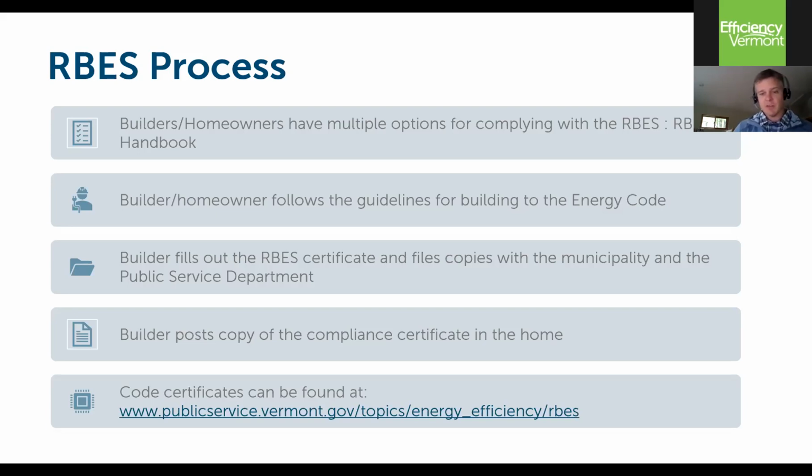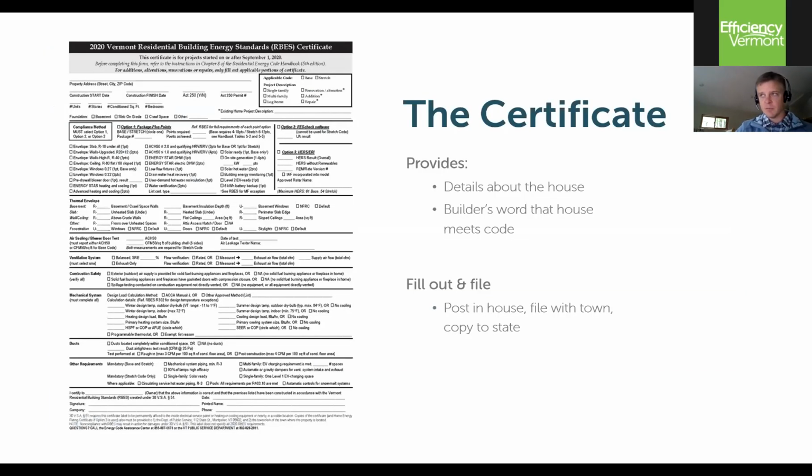But the documents can be found on the Department of Public Service website. You can go there and download copies of the current code certificate. You can also find copies of the 2015 certificate still available there as well. So if you have a project that began last June and is now completing around now or sometime this year, that should be getting a 2015 code certificate filed rather than a 2020 code certificate filed. Again, those are found on the Department of Public Service website and can be downloaded from there.